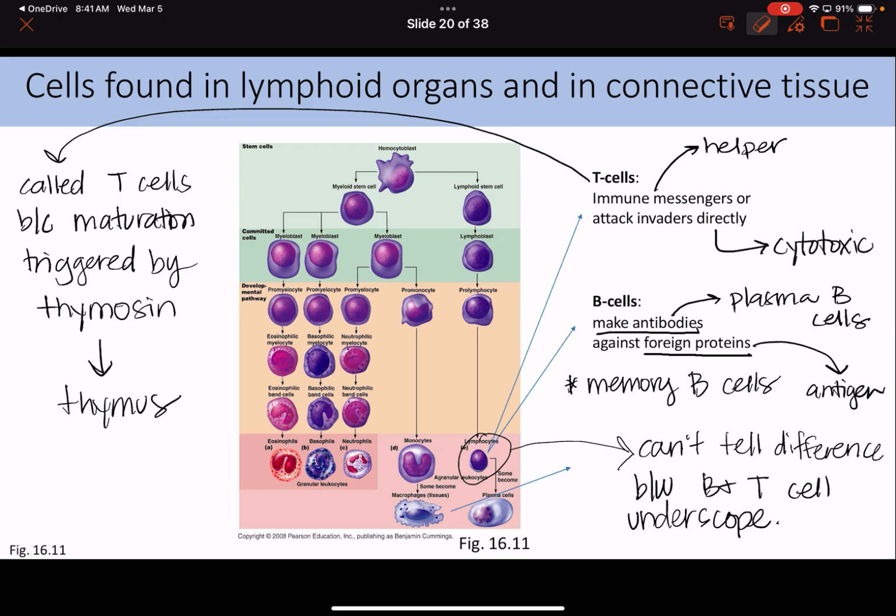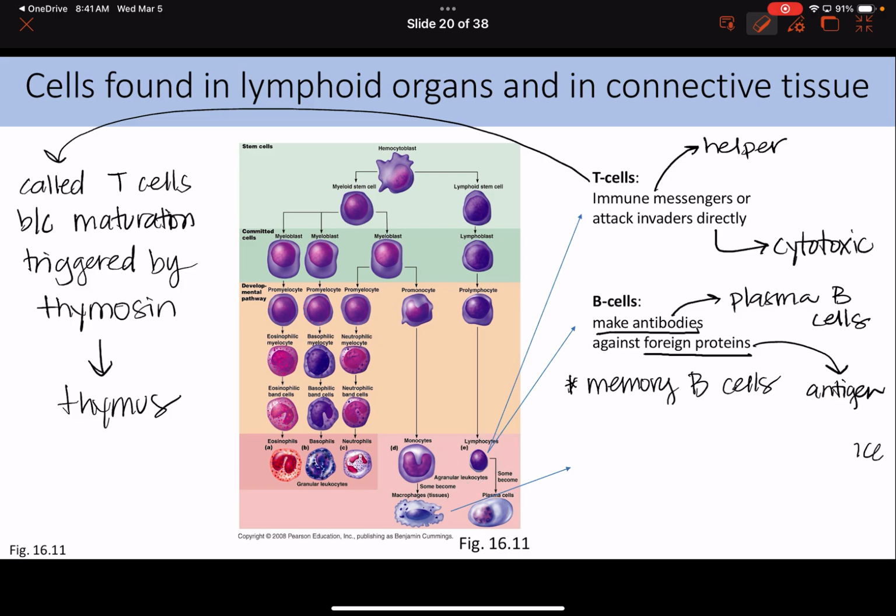I'll have to look up how they tell the difference, but I don't think they do it underneath the microscope because you can't. They look the same.